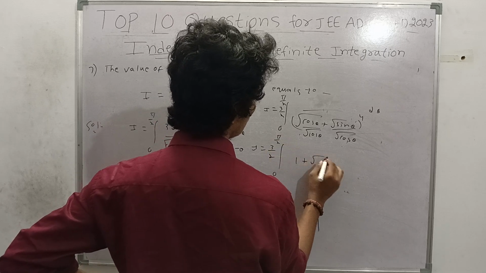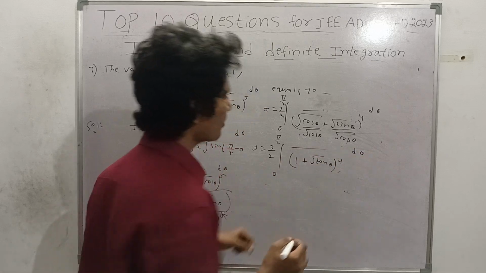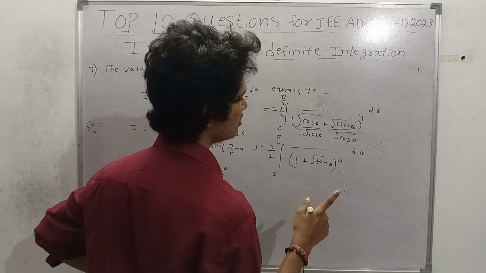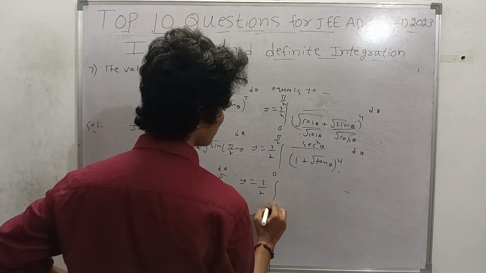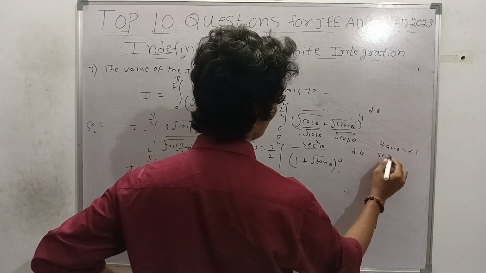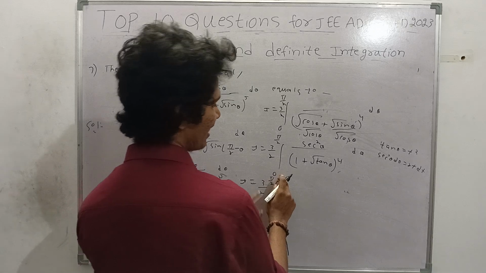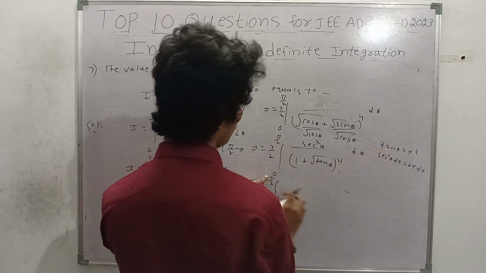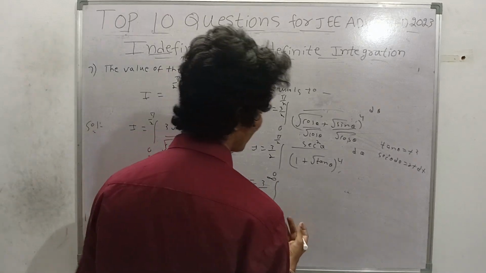It will be (1 plus root tan theta) whole power 4, and in the denominator it is secant square theta. Now I equals 3 by 2 integration 0 to pi by 2. Now I am taking the assumption tan theta equals t square, so secant square theta d theta equals 2t dt. If theta equals 0, t is 0. When theta is pi by 2, it is infinity. I can replace these limits because I am taking the assumption.